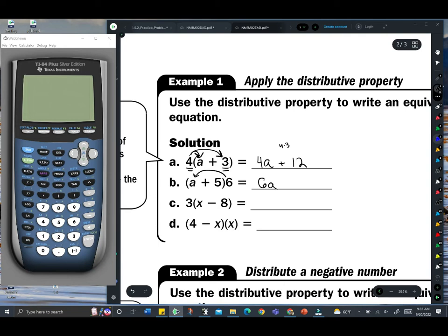Backwards, so 6a, we usually write the variable after the coefficient, plus 30. And 3x minus 24.